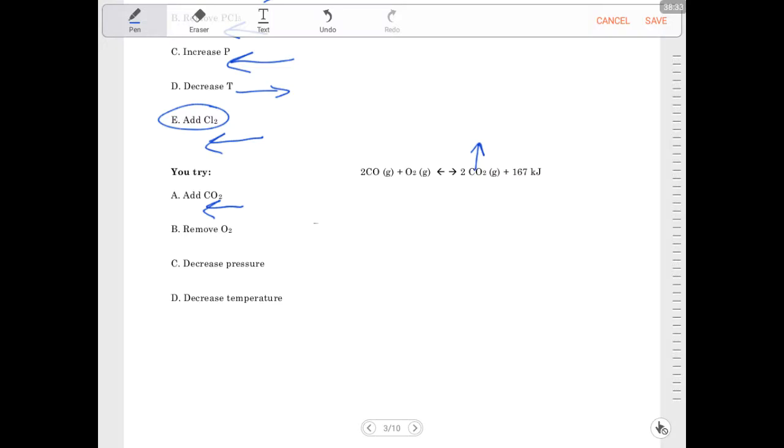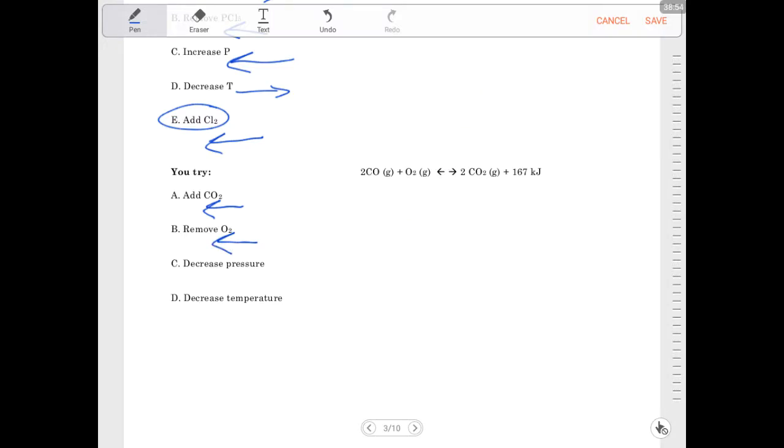Letter B, we're going to remove oxygen. Okay, remove oxygen. That means this is going to go down. All right, so we're taking that away, making it quote-unquote lighter in terms of the seesaw analogy. Well, that means the right-hand side is going to be heavier. Where is it going to shift to go back to being equal? It's going to shift to the left, just like that.